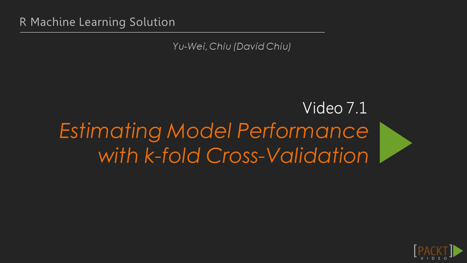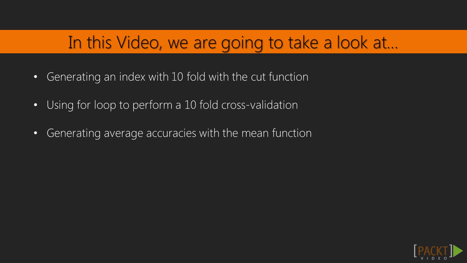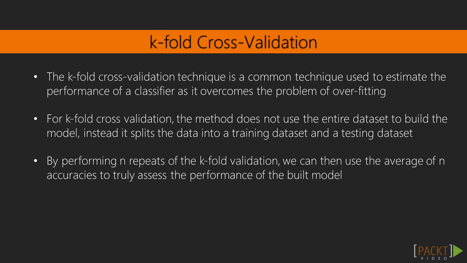Let's begin with the first video of this section, titled Estimating Model Performance with K-fold Cross-Validation. In this video, we implement a simple script performing 10-fold cross-validations. Let's get started. The K-fold cross-validation technique is a common technique used to estimate the performance of a classifier as it overcomes the problem of overfitting.